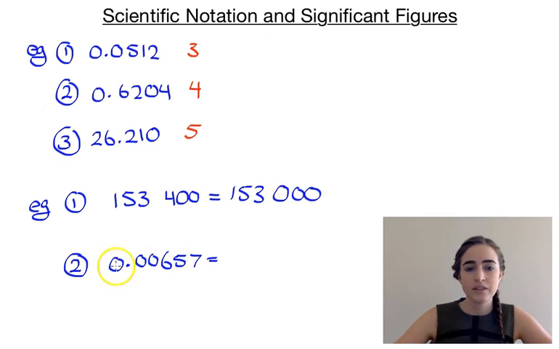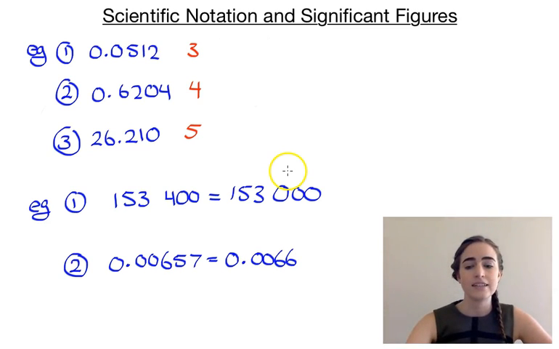All right, this next one, we're going to round to two significant figures. So our first significant figure is that six there. So we've got our six and our five, and we're going to cut it down here. Because that's a seven, it's above a five, we're going to round up. So we'll round to 0.0066. Okay, so that's some examples of scientific notation and significant figures.